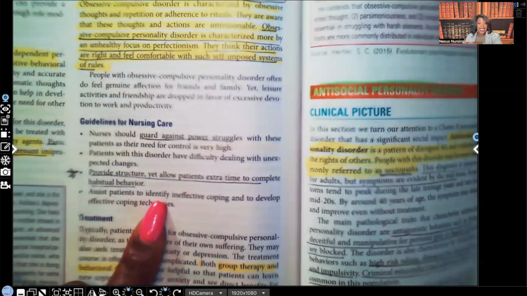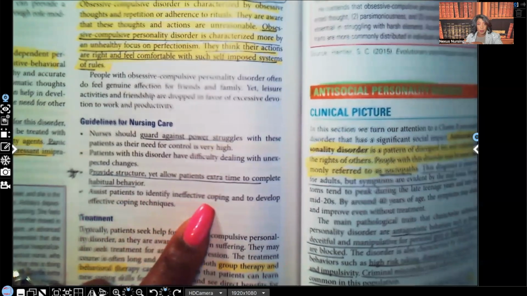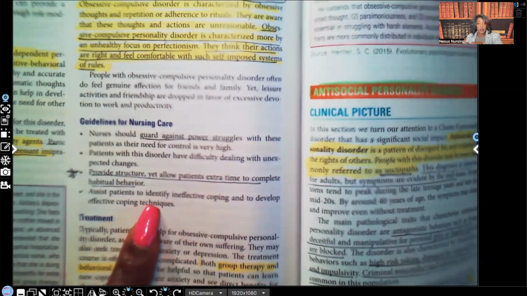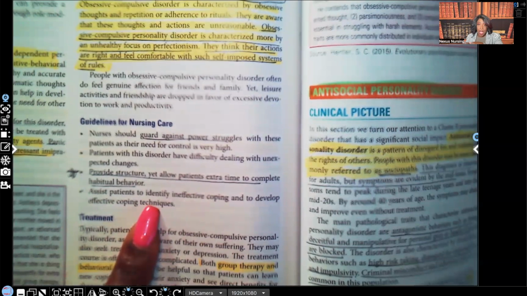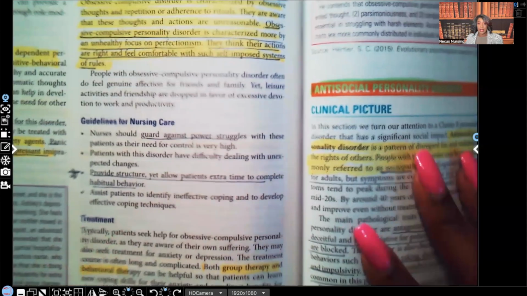Assist patients to identify ineffective coping and develop effective coping techniques. Number one, they need to realize that this is not normal. And then, okay, what can I do when I start to feel anxious or I start to feel like I'm out of control and it's starting to bother me? So instead of driving the next person crazy by telling them that they have to do it my way or the highway, what are some other effective ways to decrease my anxiety level? Okay, so that is the guideline for nursing care.